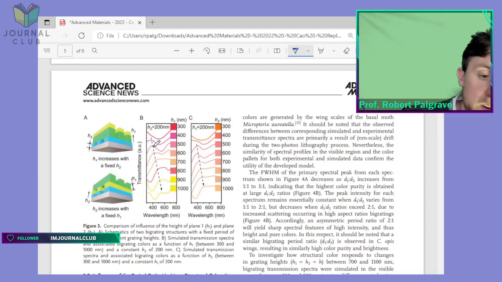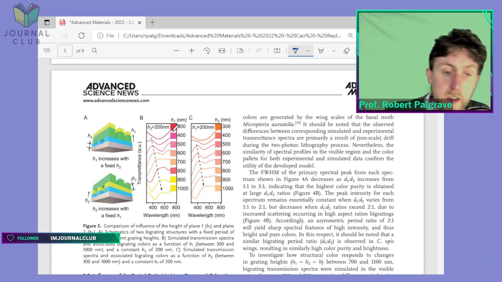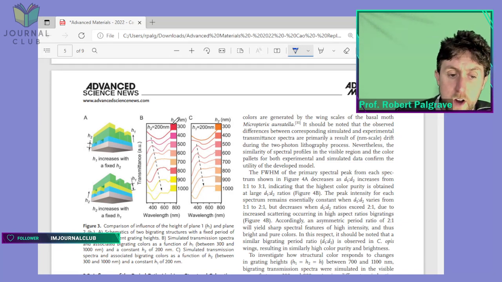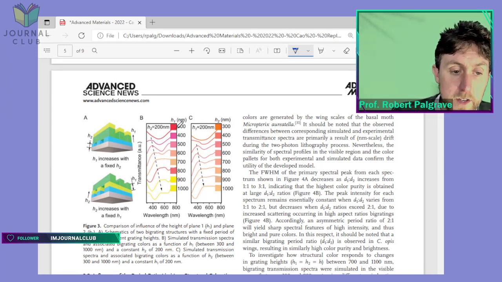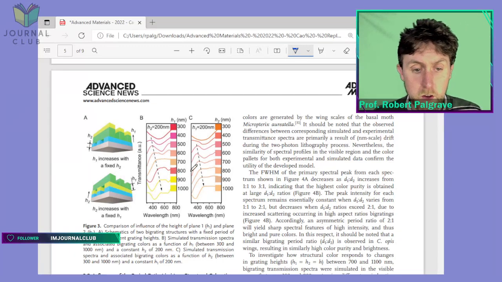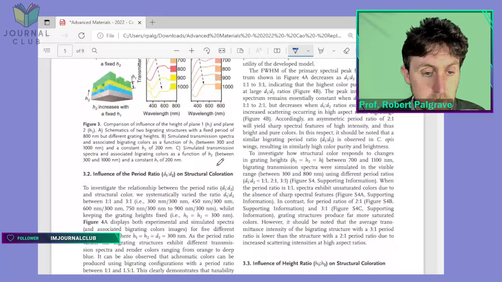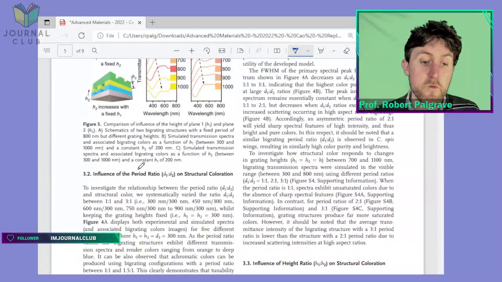Height 1 is a top layer. Height 1 seems to have a lot more effect on the color than height 2, I would say. So here you seem to get a bigger variety of colors. Here they're more kind of pastely, aren't they? Kind of orange and dusty pink, whereas here you get a really vibrant red and really, really bright yellow colors as well. Okay, influence of the period ratio D1 to D2.